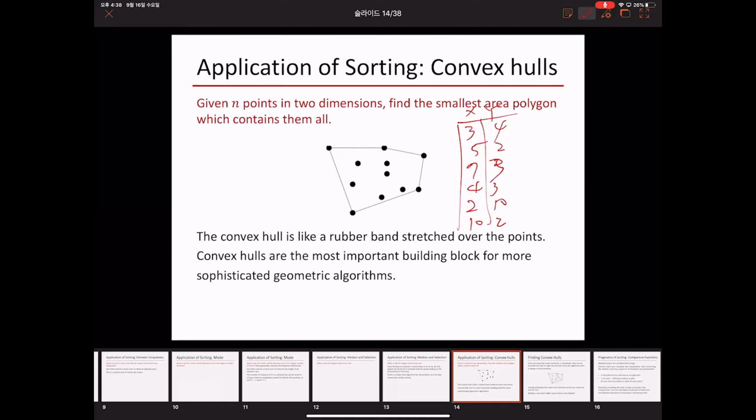Maybe we have to sort by either X or Y and find the farthest point and connect them. Farthest one. Not quite sure about this. Don't worry. Okay. Thank you.